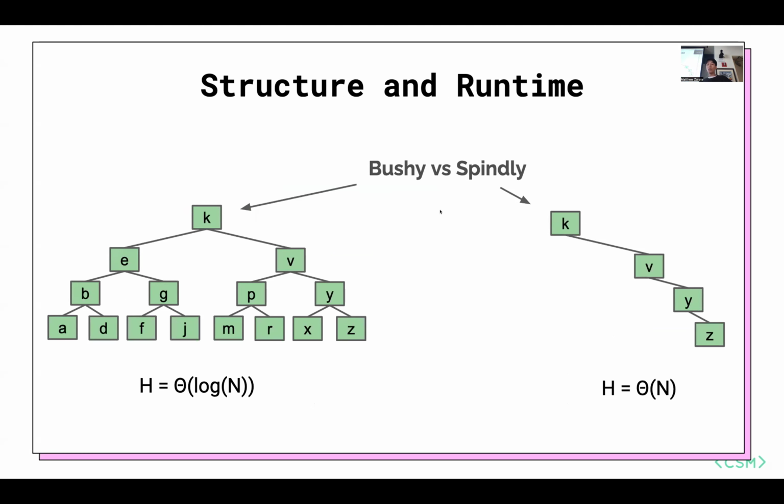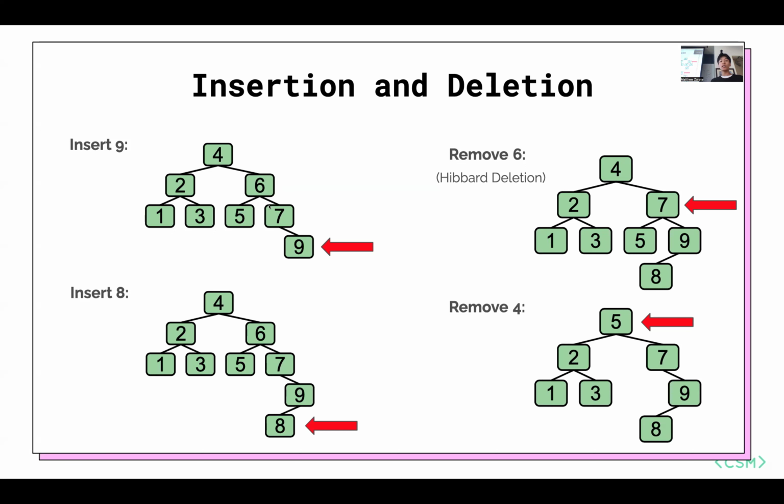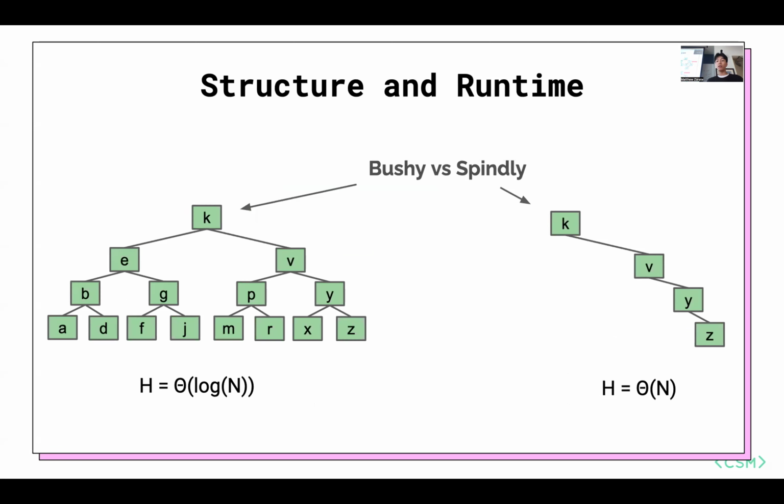Okay. So as we saw in this previous example, if we constantly add numbers to this tree that are greater and greater, we can create a tree that looks like this, which is spindly. And say you're trying to find Z. Z is greater than K, so you go to the right subtree, and Z is greater than V, so you go to the right subtree, and Z is greater than Y, so you go to the right subtree and find Z. You're traversing every element in this tree. So that would take theta n time.